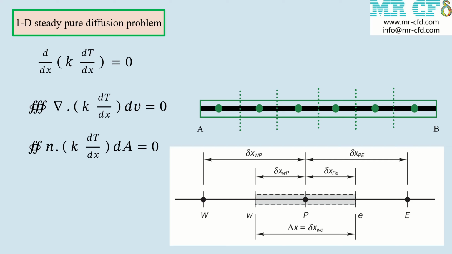Similarly, the distance between node P and the west surface boundary of the control volume is denoted by delta XwP, and the distance between P and face e, the distance between the node and the east surface boundary of the control volume, is delta XPe respectively. The control volume width is delta X.